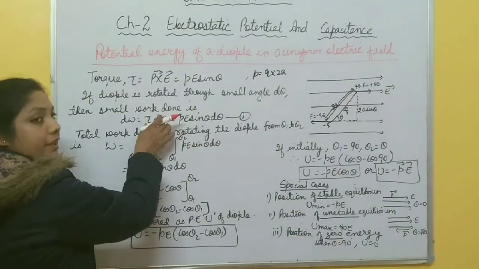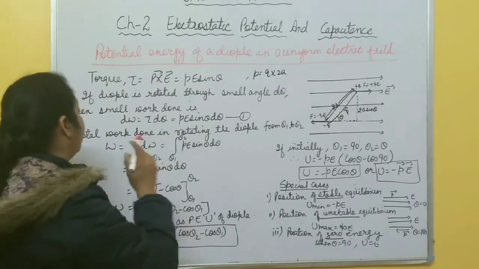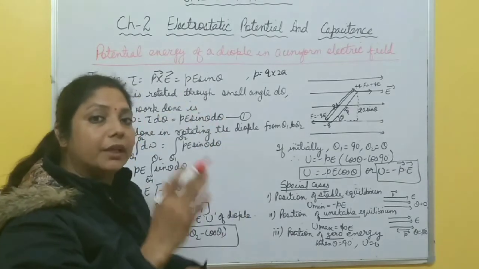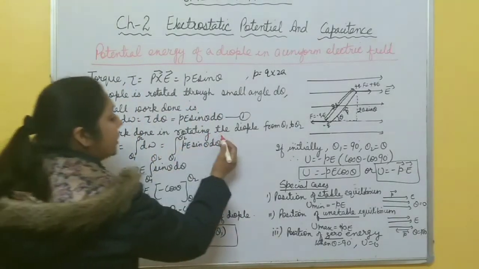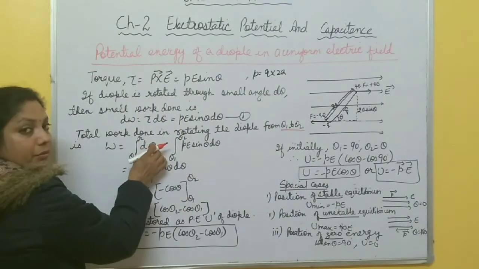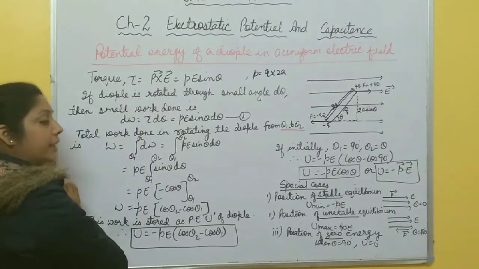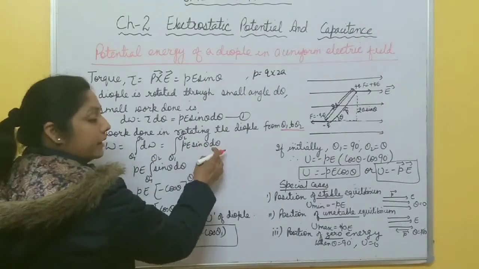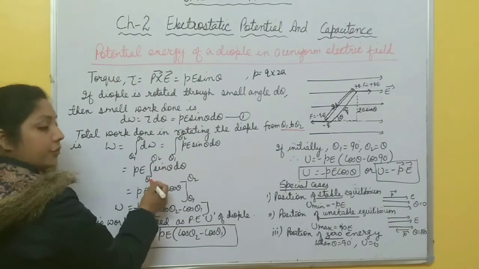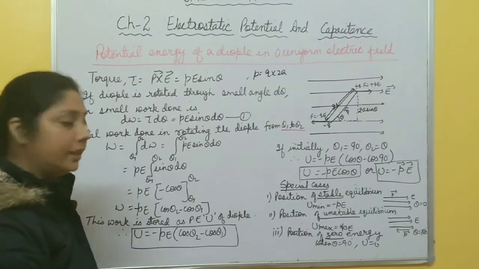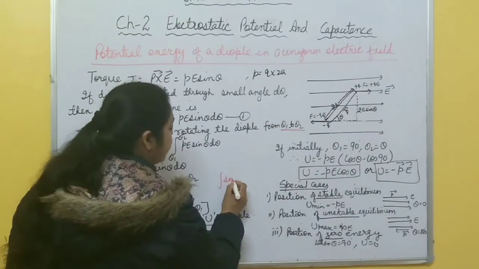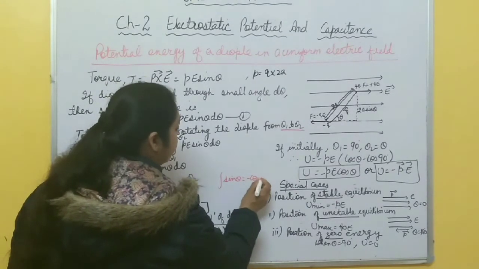Now this is the small work done in rotating through a small angle d theta. If the dipole is rotated from angle theta 1 to theta 2, then total work done in rotating the dipole from theta 1 to theta 2 is the integration of this small amount of work done from theta 1 to theta 2. This is PE sin theta d theta. You put the value of dW. It becomes, you take PE outside, integration theta 1 to theta 2 sin theta d theta. Now what is the integration of sin theta? You know, integration of sin theta is minus cos theta.